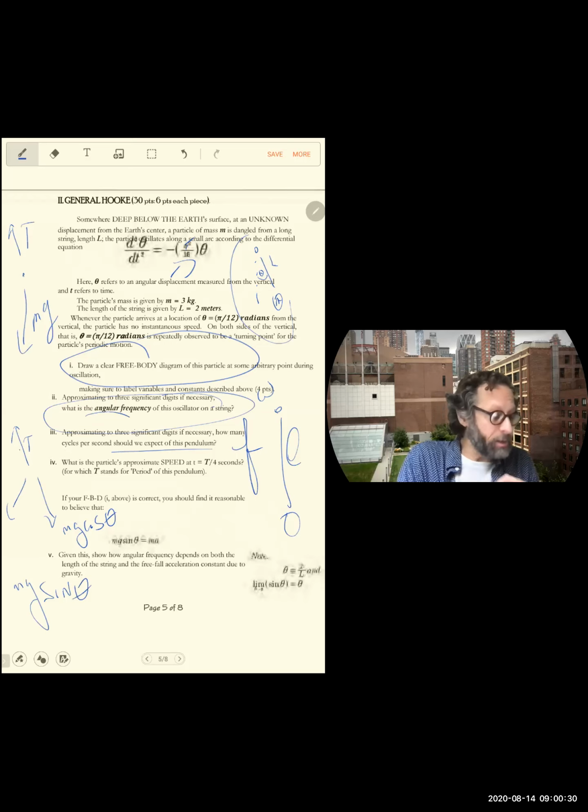But what we're being asked for in 4 is the particle's approximate speed at a certain time. Luckily, I don't think most people got thrown by the time part. They plugged in. But yes, speed means the magnitude of velocity. The only way to get velocity is to differentiate the position function. And technically, we don't have a position function. We have an angular position function.